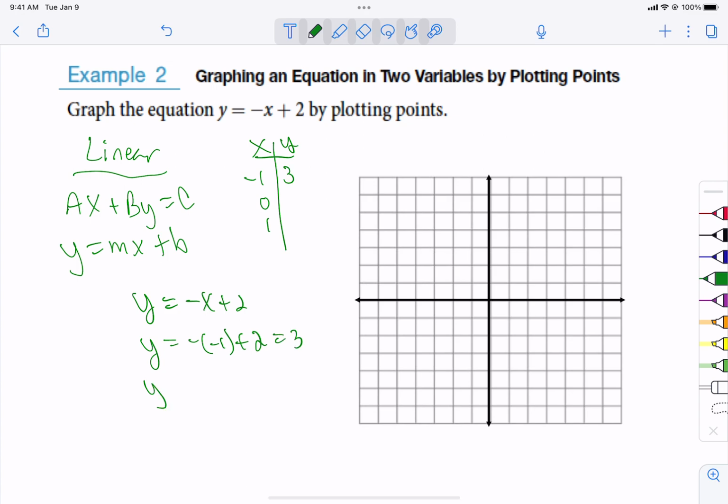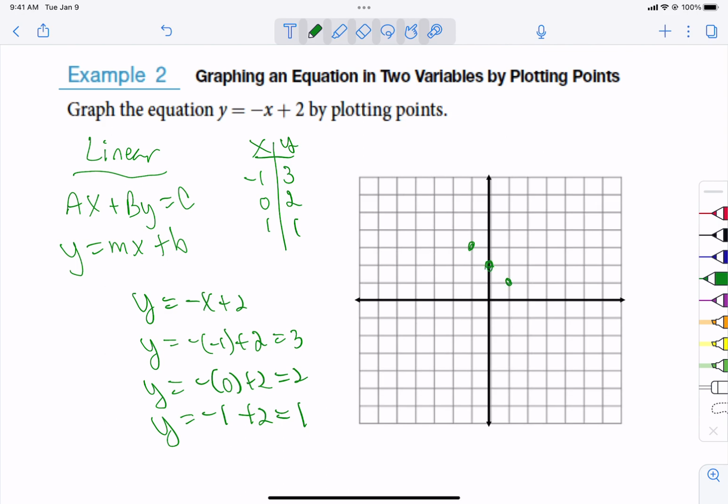If we plug in 0, we get y equals the opposite of 0 plus 2, which is still just 2. And then finally, if we plug in 1, we get the opposite of 1 plus 2, which is 1. Since it's a linear equation, you should usually see a pattern of some sort, especially if we've done -1, 0, and 1 like this. You'll see it has that very nice 3, 2, 1 pattern. So let's go over to -1 on the x-axis and go up 3 for our first point. 0 goes 2, and 1 goes 1.